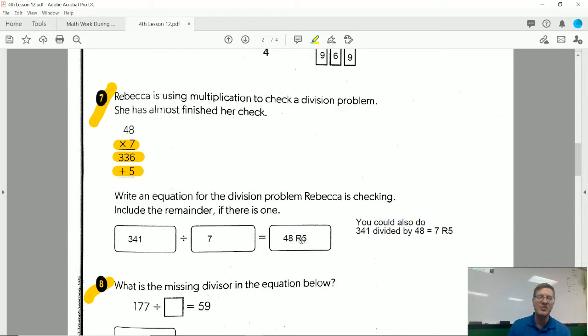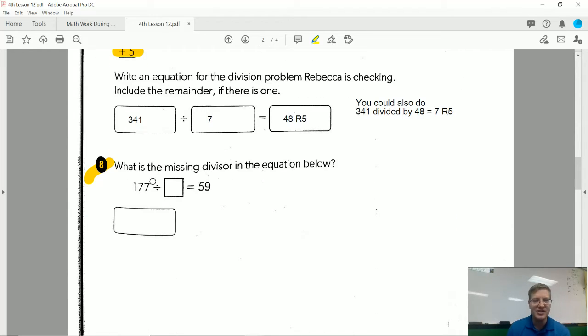Now, if you really want to be technical, we could actually take 341 divided by 48 and get 7 with a remainder of 5. I don't think anybody would try to do that, but we learned back in 3rd grade and doing stuff with 4th grade that as long as we're starting with the same number, these two parts could possibly be interchangeable. Number 8, what is the missing divisor?